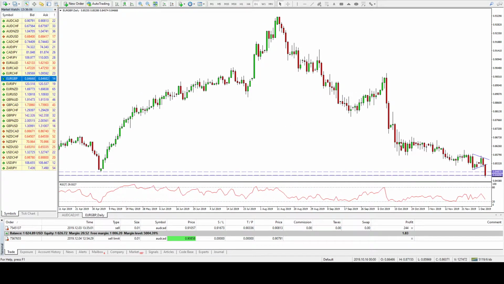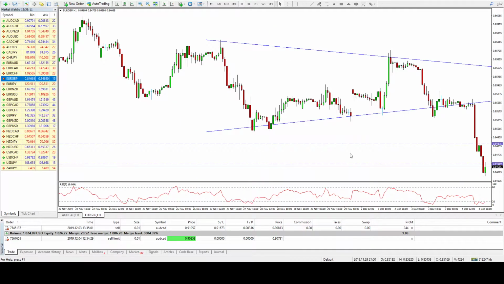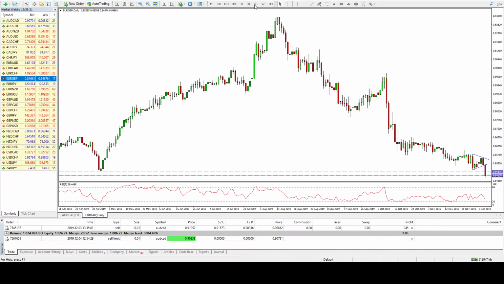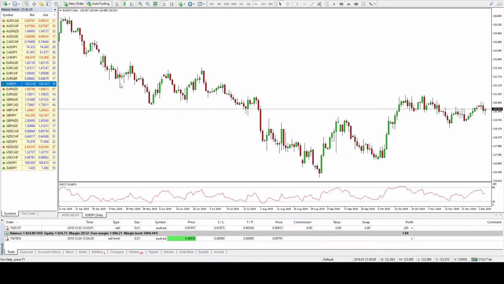Okay, let's go back here. Let me look at this hourly. In hourly is oversold. Okay, it's not what I want, so it's not my chart, pretty much. Same.